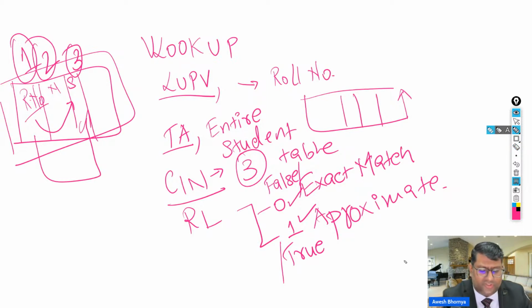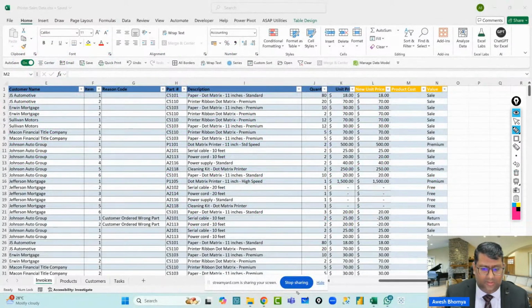That means if it's true, this should happen. If it's false, this should happen. So if I'm looking for a false scenario, then I have to find an exact match over here. And if I'm looking at the other calculation, then I have to find the next one.